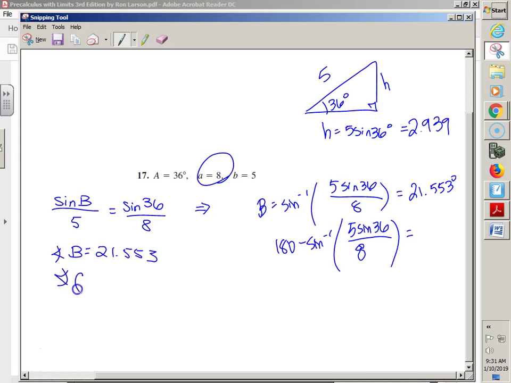You got a possible angle C by subtracting from 180 both of the other angles, 36 and the 21.553, to be 122.447. But why am I going to put an x through this one automatically? How would I have found this guy? 180 minus the 21.5. You would have gotten 158.